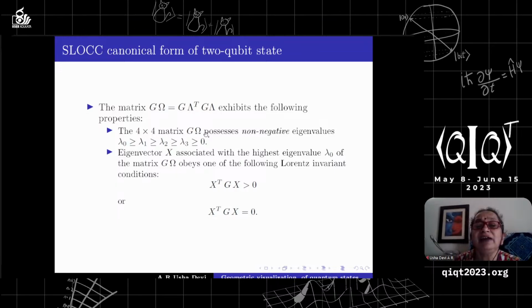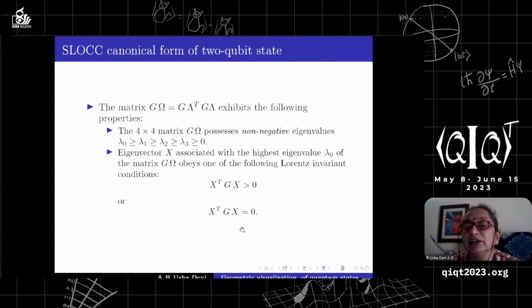G omega always has non-negative eigenvalues. All the eigenvalues of G omega associated with a 2-qubit density matrix are always positive. And then the eigenvector associated with the highest eigenvalue of the matrix G omega has what we call a time-like vector in relativity language, that is, the highest eigenvalue of the G omega matrix is positive, that is in a Minkowski space.